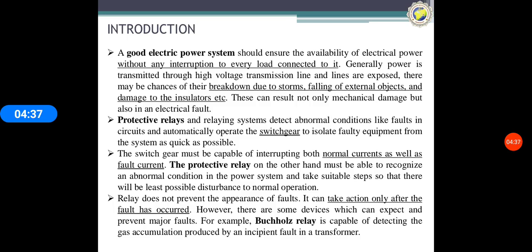But relays have some disadvantages. A relay can take action only after the fault has occurred. However, some devices can anticipate and prevent a major fault. The best example is the transformer Buchholz relay, which is capable of detecting the gas accumulation produced by an incipient fault in the transformer.